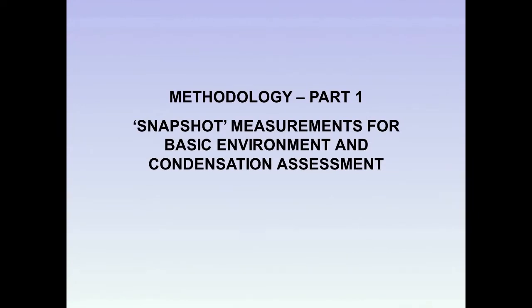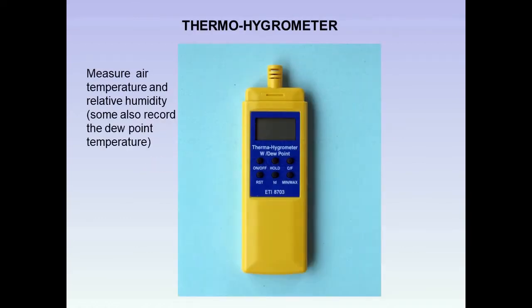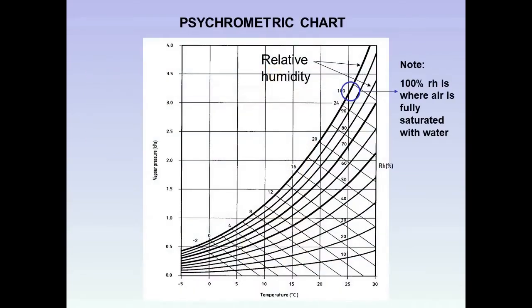Snapshot measurements for basic environment and condensation assessment. A snapshot measurement is simply data taken at a point in time at the time of the inspection. In order to do this, we need to measure the temperature and relative humidity of the air. And to do this, we use a thermohygrometer. This will give us that data. Some also record the dew point temperature. When we've got our temperature and relative humidity, we could use a psychrometric chart to work out the dew point.